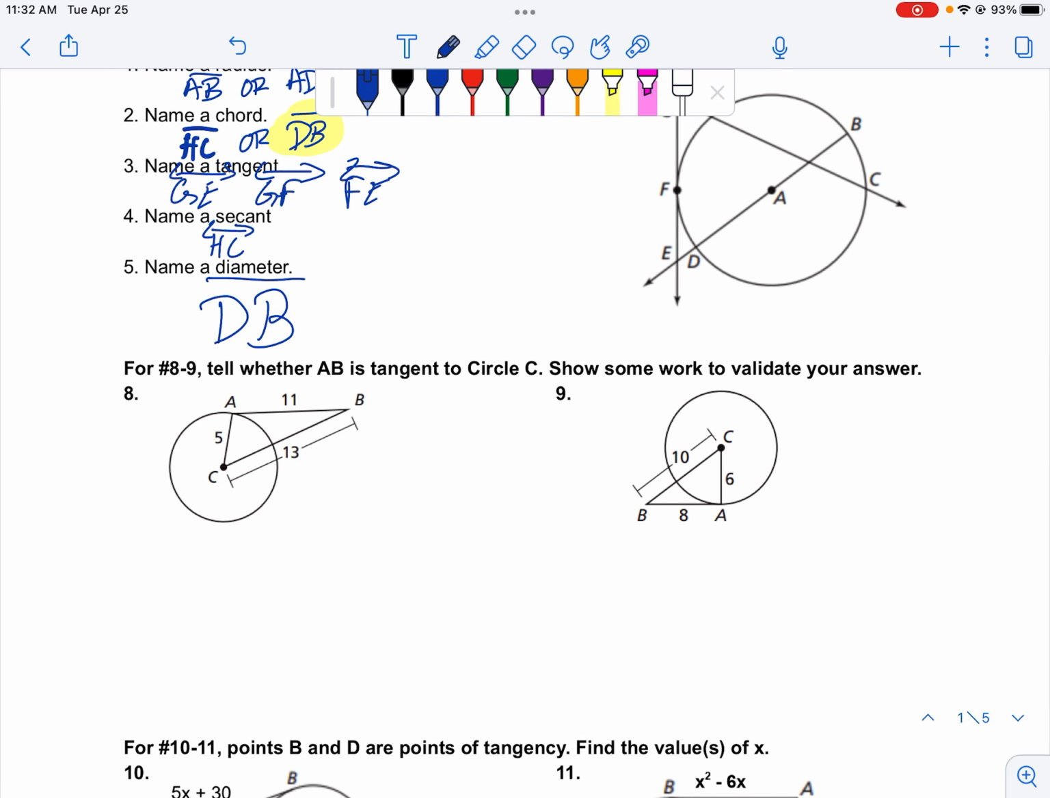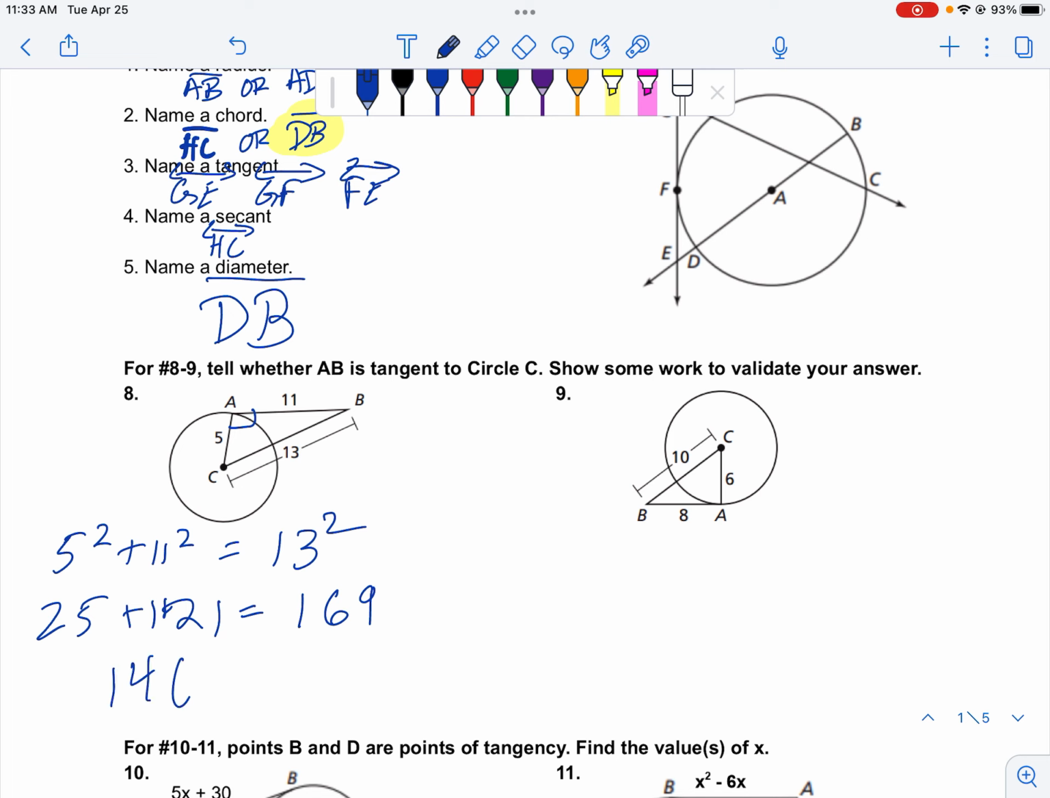8 says tell whether AB is tangent to the circle. In order for it to be tangent, this would need to be a right angle. So I have to use the Pythagorean theorem to test to see if it's a right angle. 13 is my C because it is my longest side. 5 squared I know is 25. 11 squared is 121. And 13 squared is 169. Add these two, I get 146. Does not equal 169. So this would be a no.